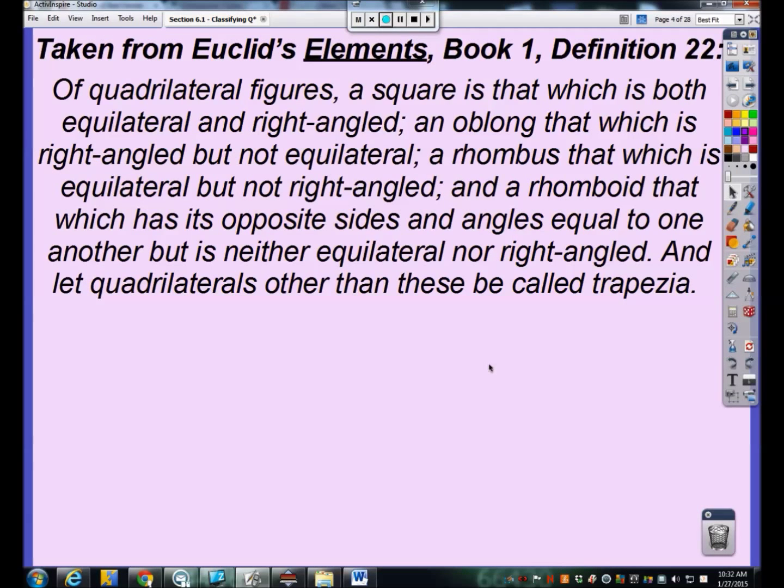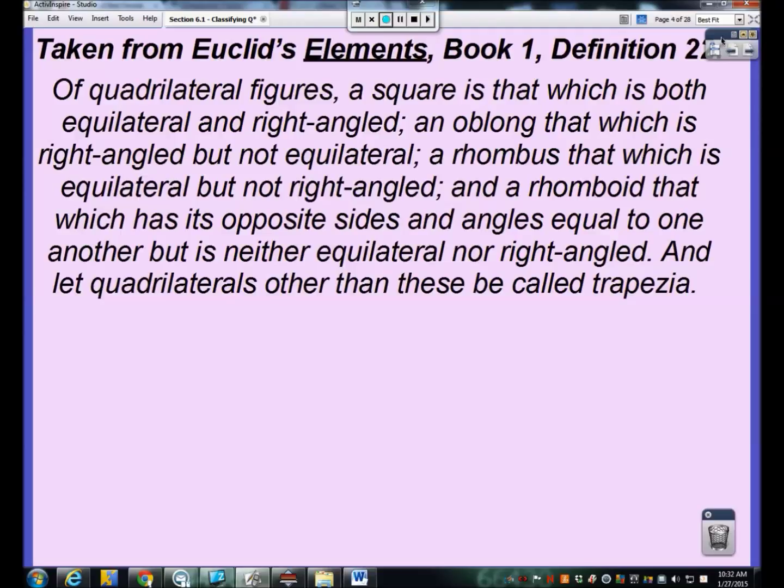Now, the father of geometry, really, the guy way back in old Greek times that started making definitions of shapes, is Euclid. And Euclid wrote a book called The Elements. It's kind of like the Bible of geometry, if you will, because it's split up into different books and different definitions. And so this is what Euclid said about shapes. He said, "Of quadrilateral figures, a square is that which is both equilateral and right-angled."